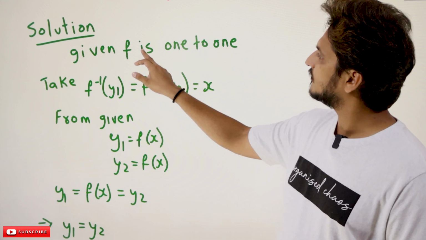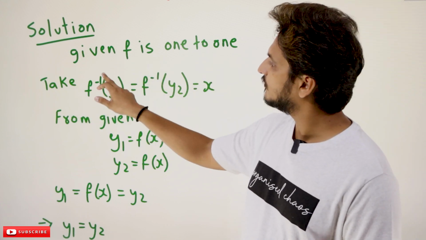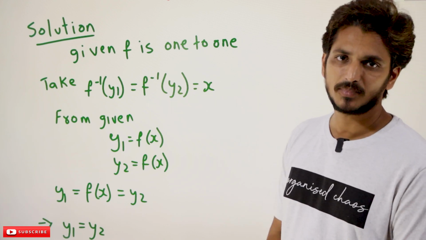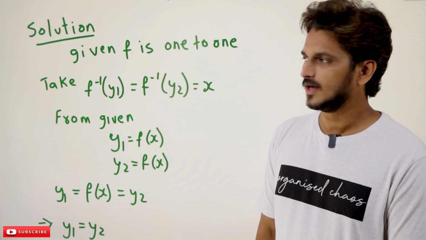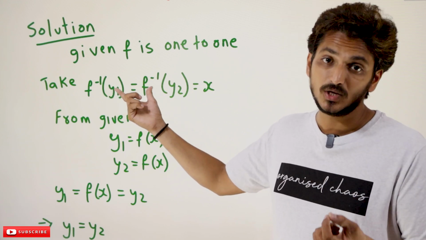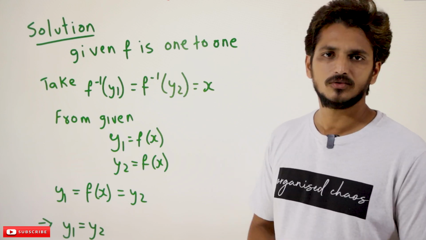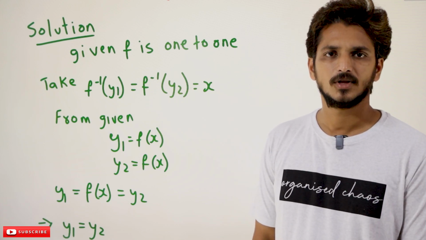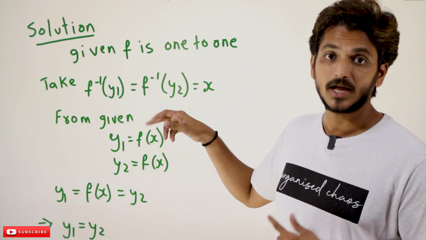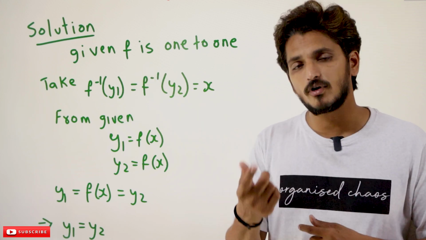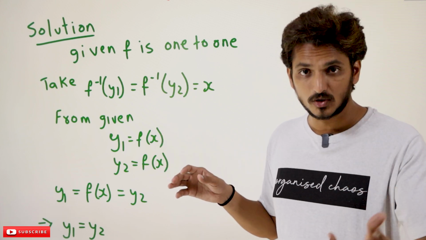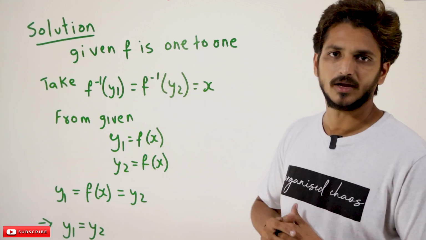Given f is a 1 to 1 function, take f inverse of y1 equal to f inverse of y2 equal to x. It is mapping to x. If you assume that these two are equal, from this we need to show that y1 equal to y2. Then we can say that f inverse is a 1 to 1 function. The same logic we used in our previous classes to show 1 to 1 functions. We are using the same thing.